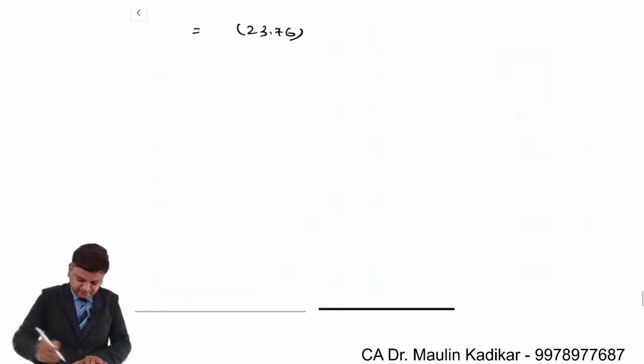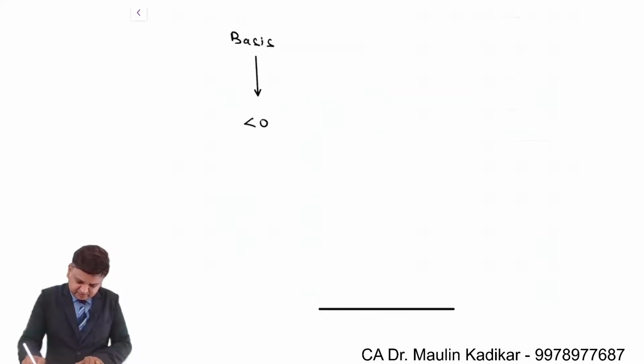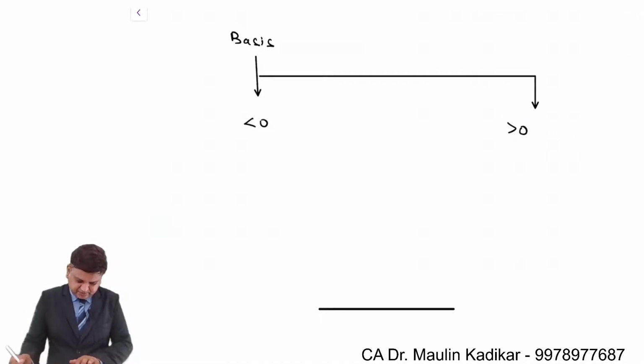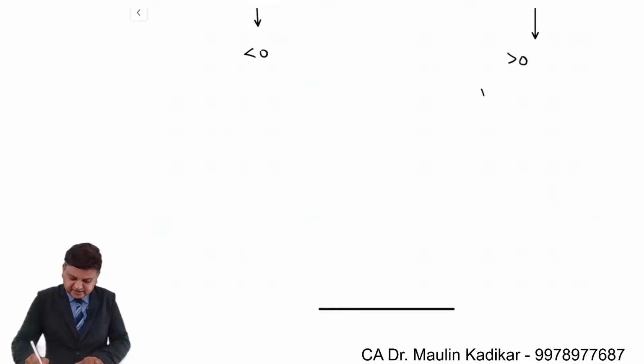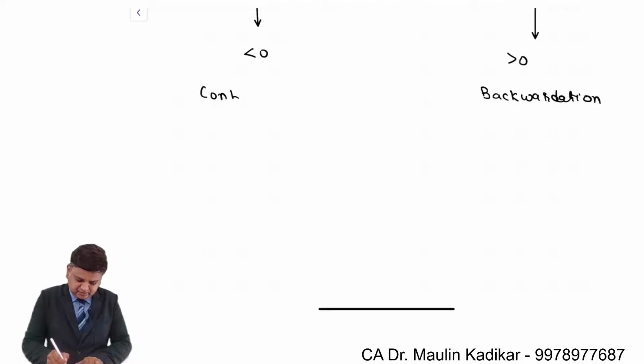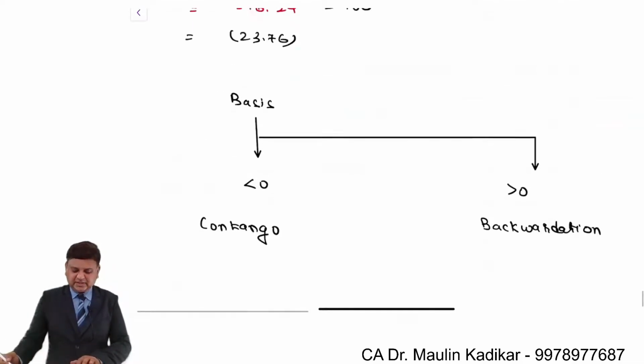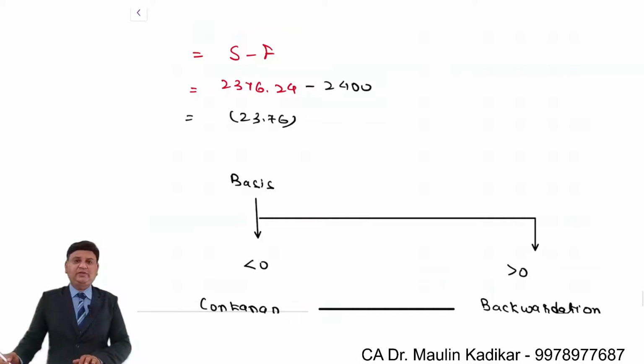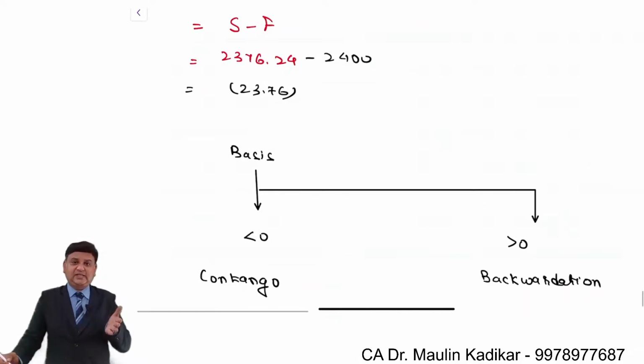Now, as far as the basis value is concerned, it may be less than 0, that is negative, and it may be positive. If it is positive, then it is given the name backwardation, and if negative, it is given the name Contango. That is what we understand. So gradually the spot price of the underlying asset will reach near to the futures price of the underlying asset. This is the concept that we have.